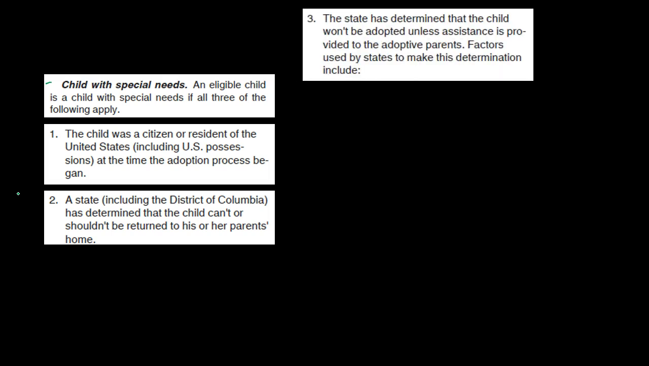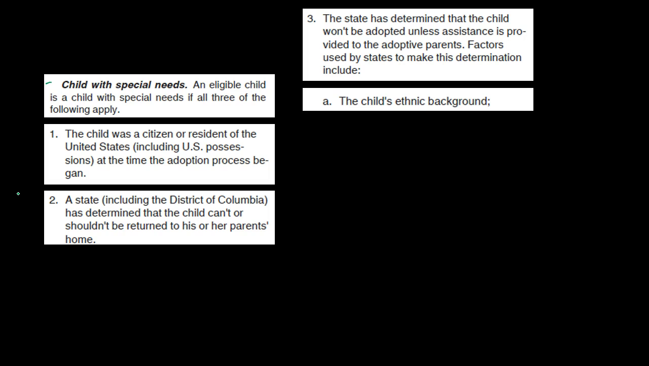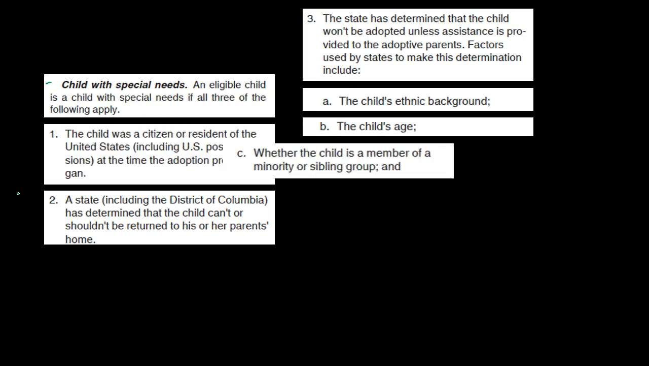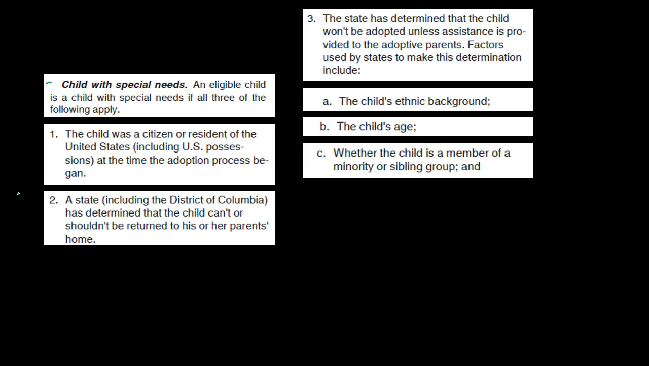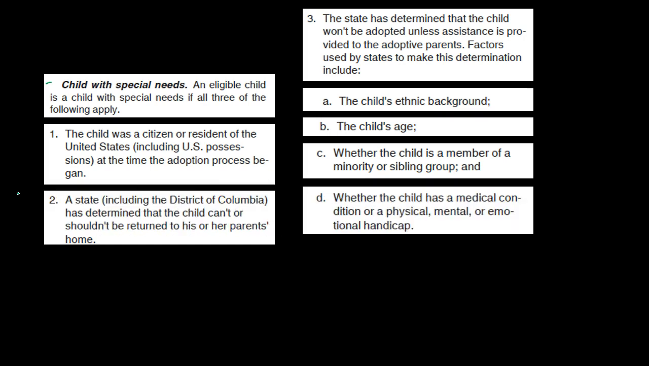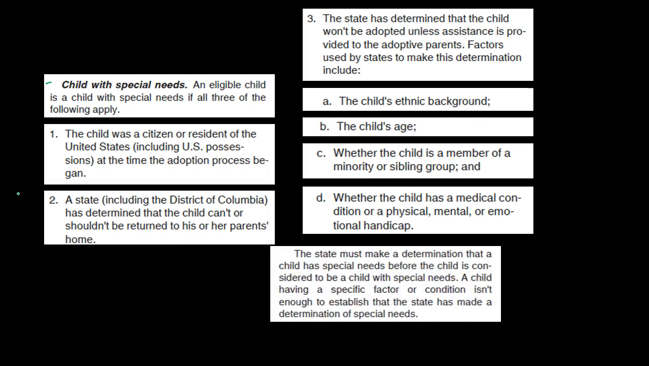2, a state, including the District of Columbia, has determined that the child can't or shouldn't be returned to his or her parents' home. 3, the state has determined that the child won't be adopted unless assistance is provided to the adoptive parents. Factors used by states to make this determination include A, the child's ethnic background, B, the child's age, C, whether the child is a member of a minority or sibling group, and D, whether the child has a medical condition or physical, mental, or emotional handicap.